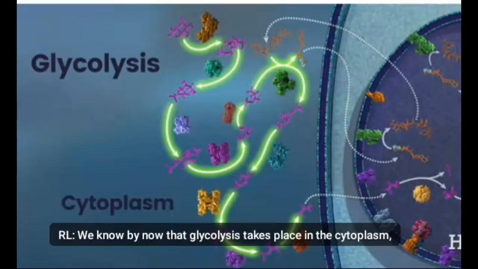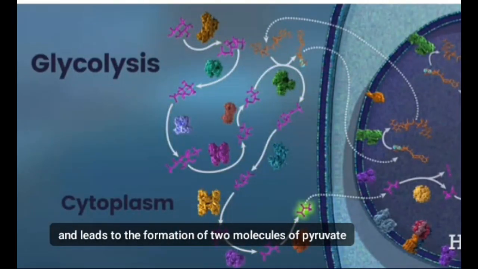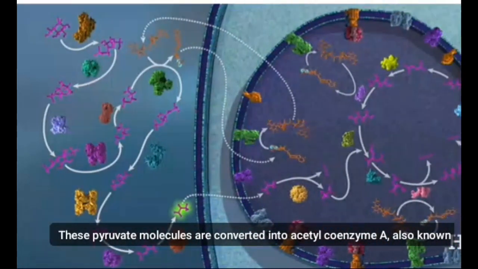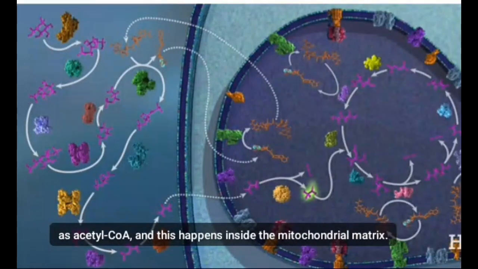You know by now that glycolysis takes place in the cytoplasm and leads to the formation of two molecules of pyruvate per molecule of glucose. These pyruvate molecules are converted into acetyl coenzyme A, also known as acetyl-CoA, and this happens inside the mitochondrial matrix.